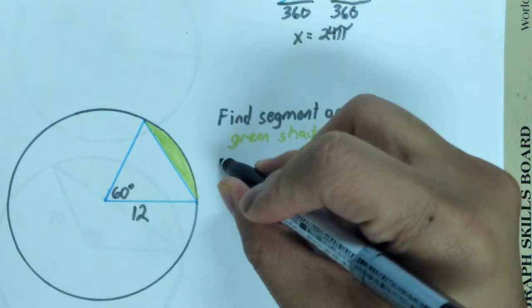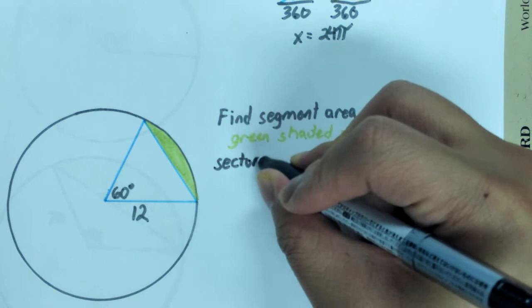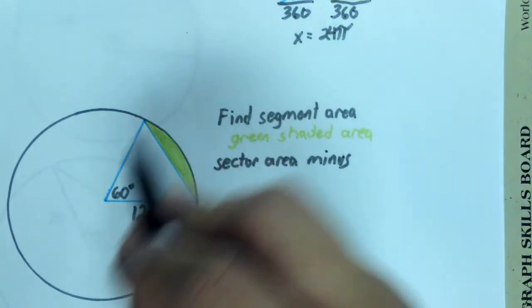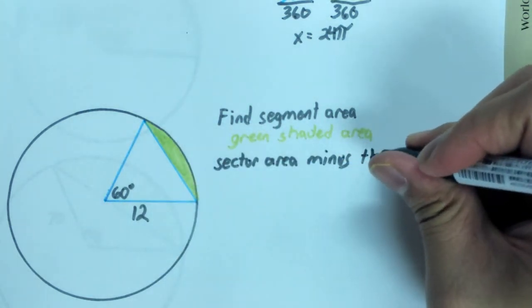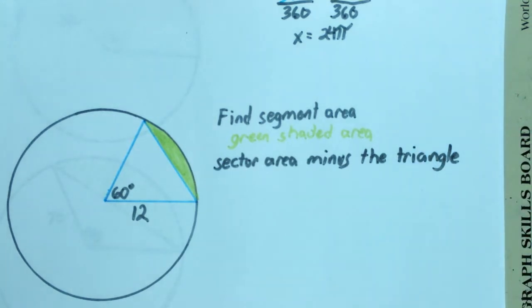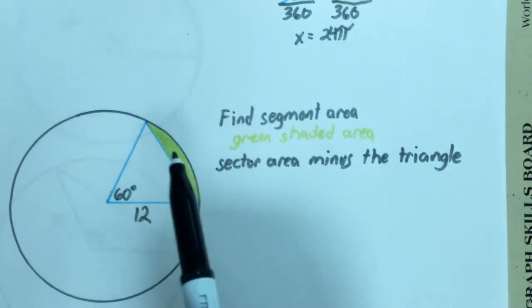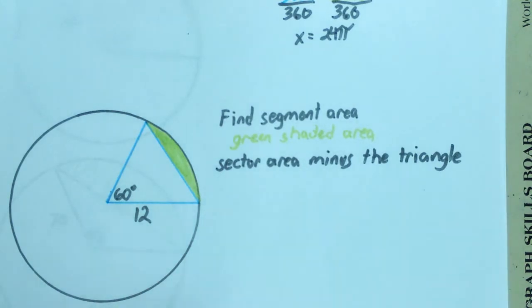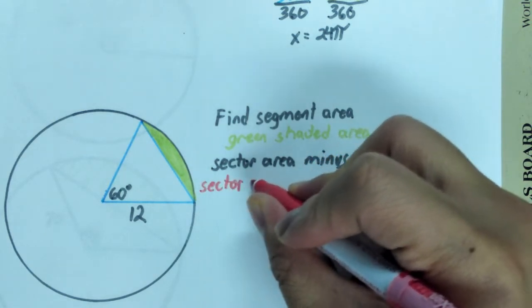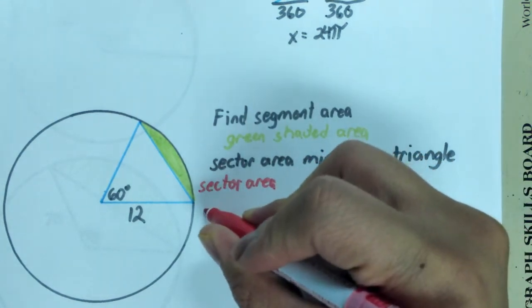We do that by finding sector area, and we subtract the triangle. So that's the idea behind segment area. We need to find two areas here, the sector and then the triangle. Let's start with sector area. For my sector area, let's go ahead and find my total area.